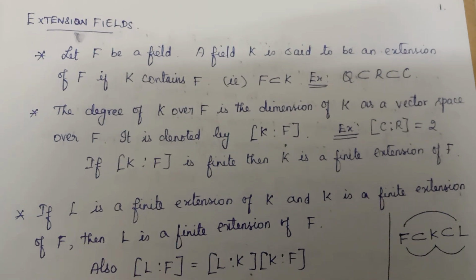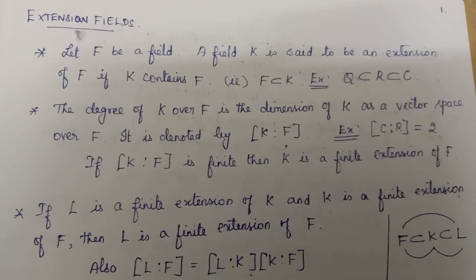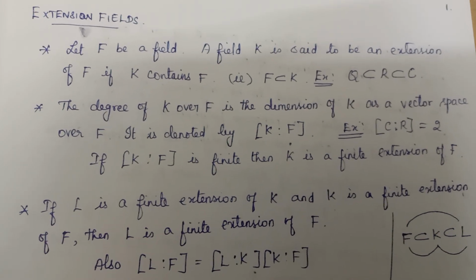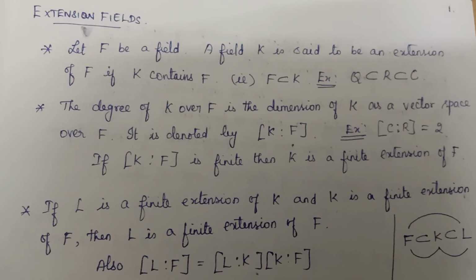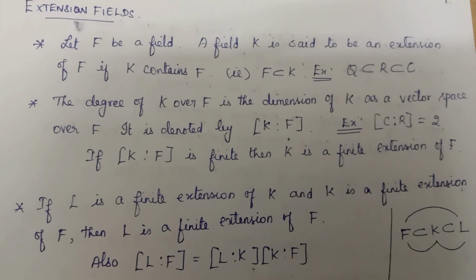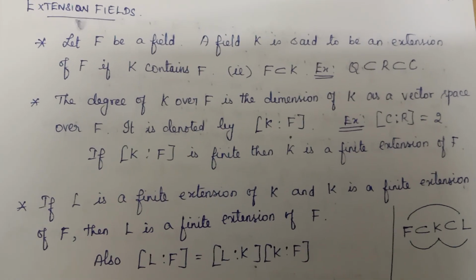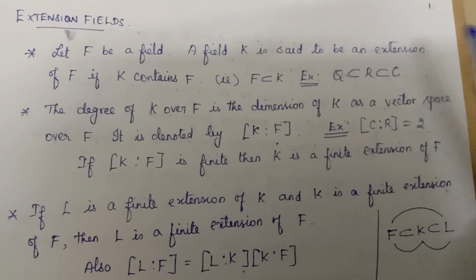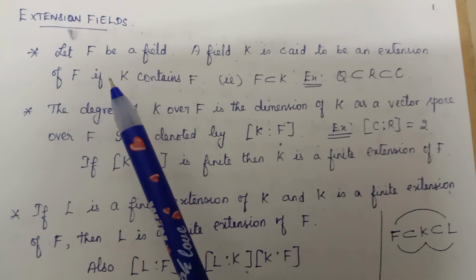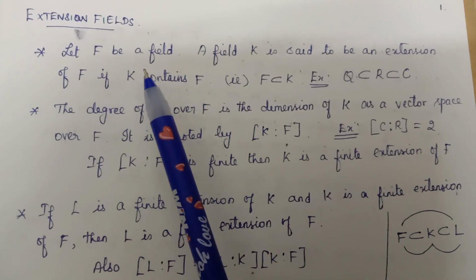We know a field is a set defined with two binary operations. One is called addition, another one is called multiplication. With respect to both the operations, it must be a commutative group, that is, an abelian group with respect to both addition and multiplication. So in this video, we are going to discuss extension fields and how to find the splitting field for a given polynomial.